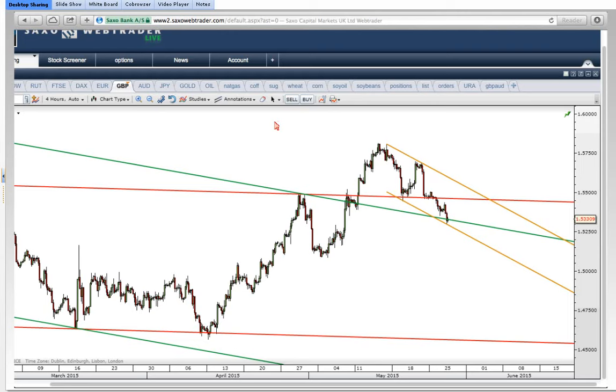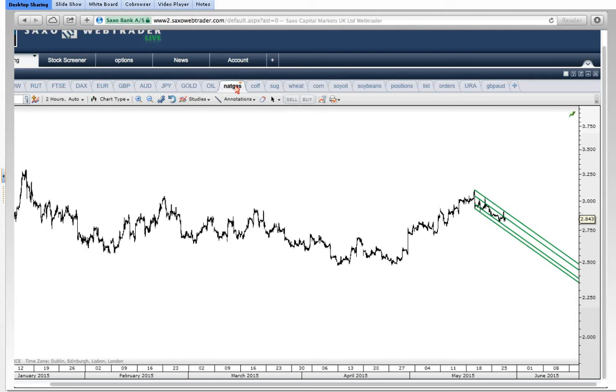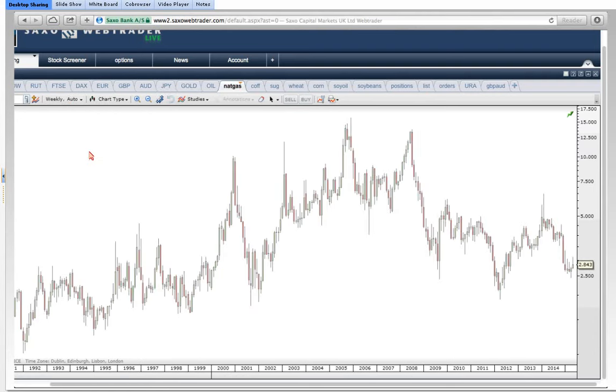I think we can go through Natgas if anyone is interested. Recently, okay, this is too long. This is the weekly chart on Natgas.